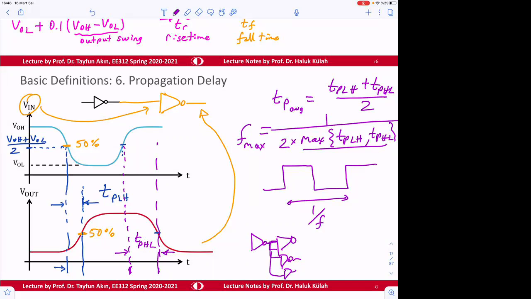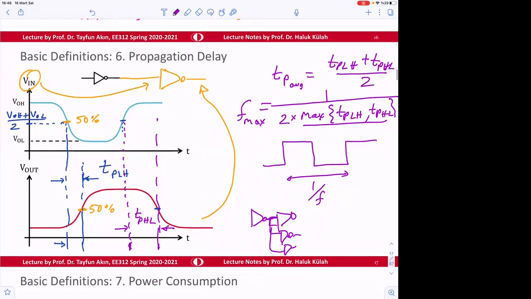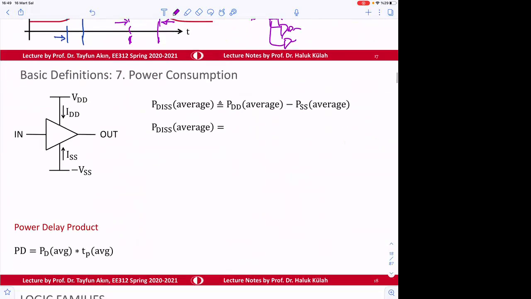Is that clear? So instead of giving a break, I will continue and finish these definitions, and then maybe we can stop there for this week. Any other question?